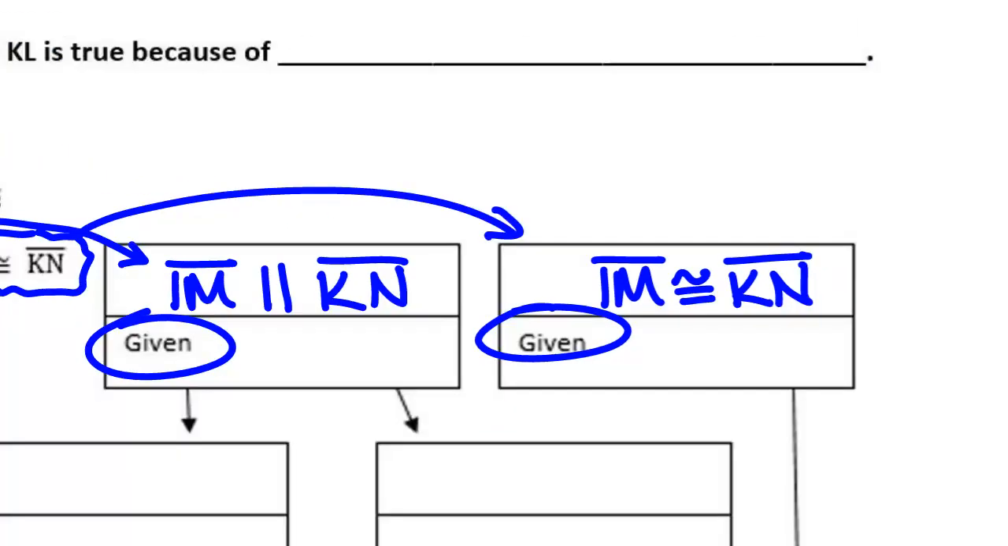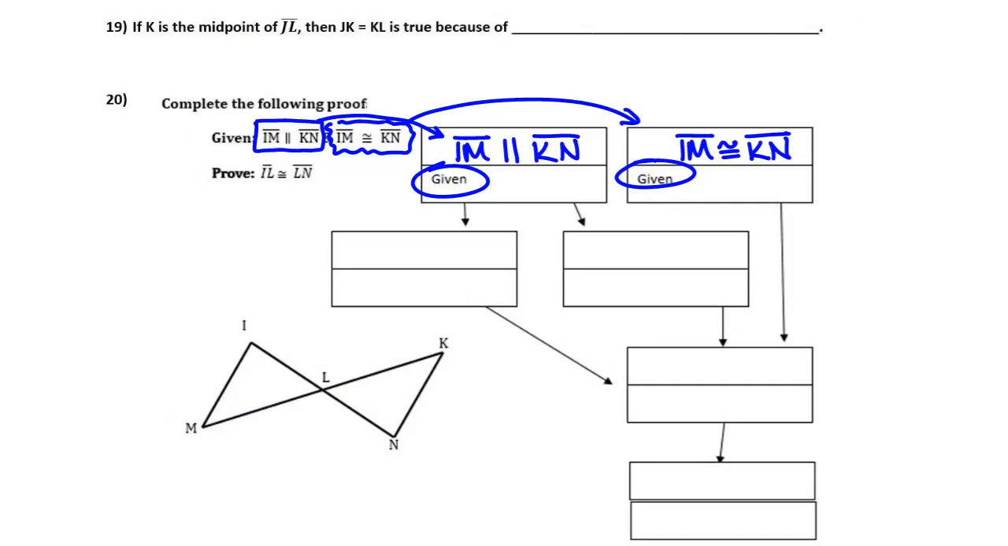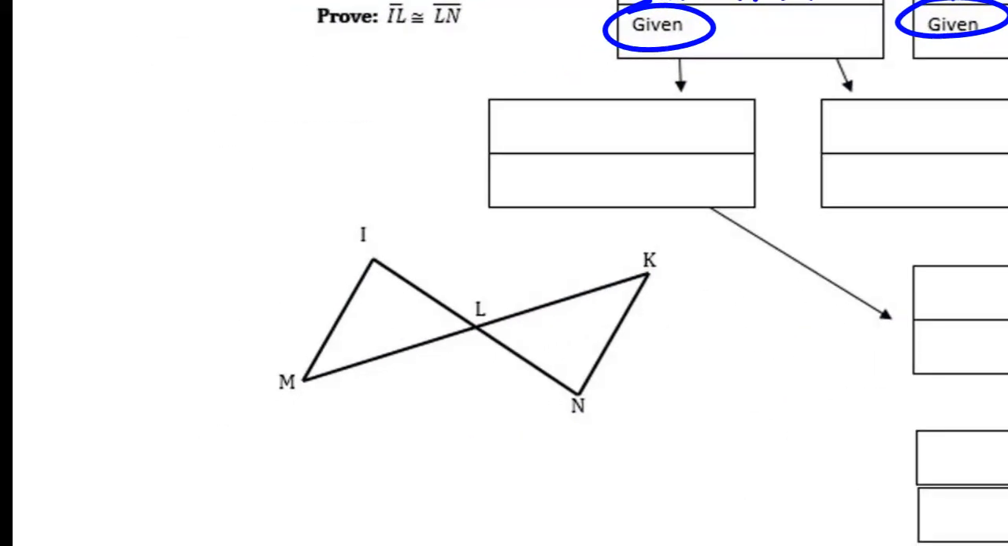Typically, it wouldn't matter which one I put where on my given information, but the reason I know it matters here is I can't get any more information from IM and KN being congruent. I can get more information from IM and KN being parallel, and this tells me that I'm going to have 2 things that come from that piece of information. So I'm going to come over here to the picture. We're going to mark IM and KN congruent to each other and parallel to each other.